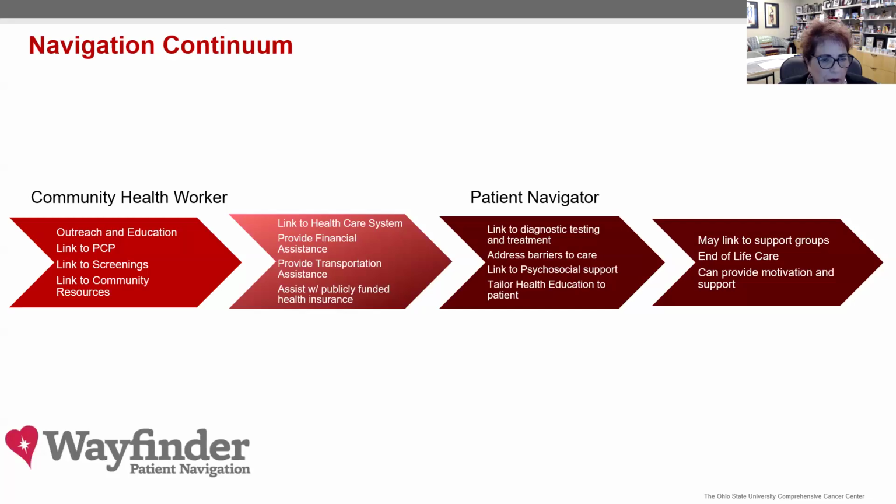These are some of the things the community health worker does: outreach and education, linked to screening, community resources. And then they work with the navigator if needed to provide transportation assistance, link with insurance. And then if needed, if there's a diagnosis or an abnormal finding, they link with a patient navigator who can help facilitate the diagnostic testing, address barriers to care, and link to a whole host of resources. But the whole goal here is to provide this seamless transition through the care pathway.